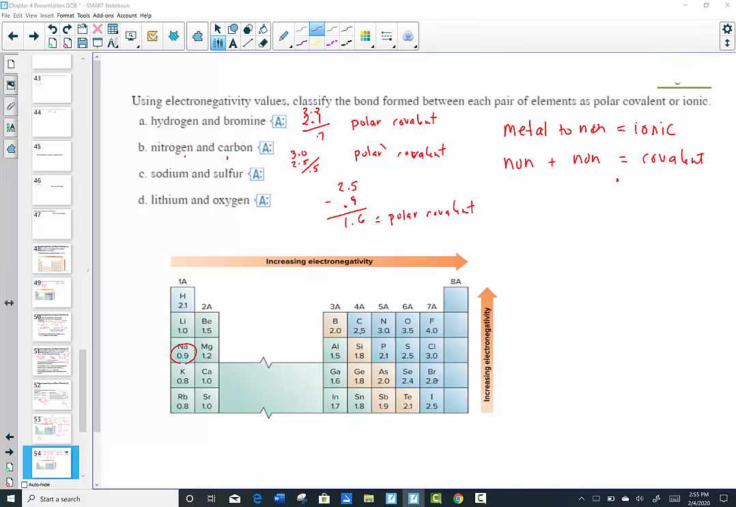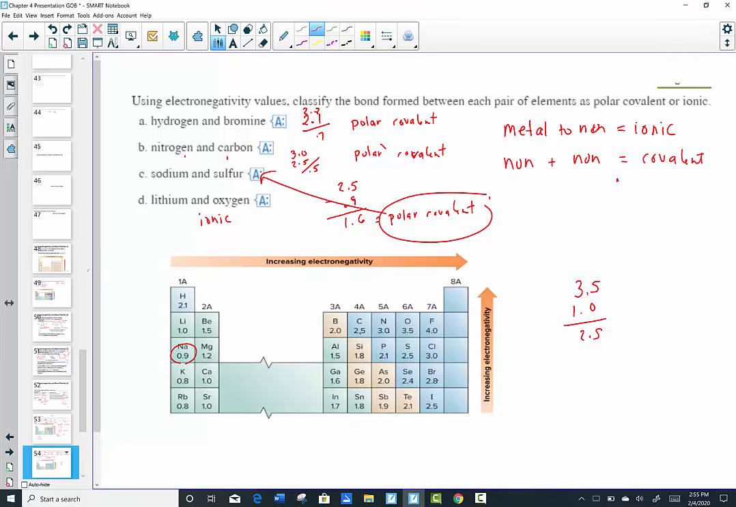And then lithium and oxygen. Let's see, oxygen 3.5, lithium, oh yeah, here we got one there. This is ionic because it's bigger than 2. Alrighty, so we had one tricky one there. We had to rely on the electronegativity values. So perfect work there. We're getting the hang of this.